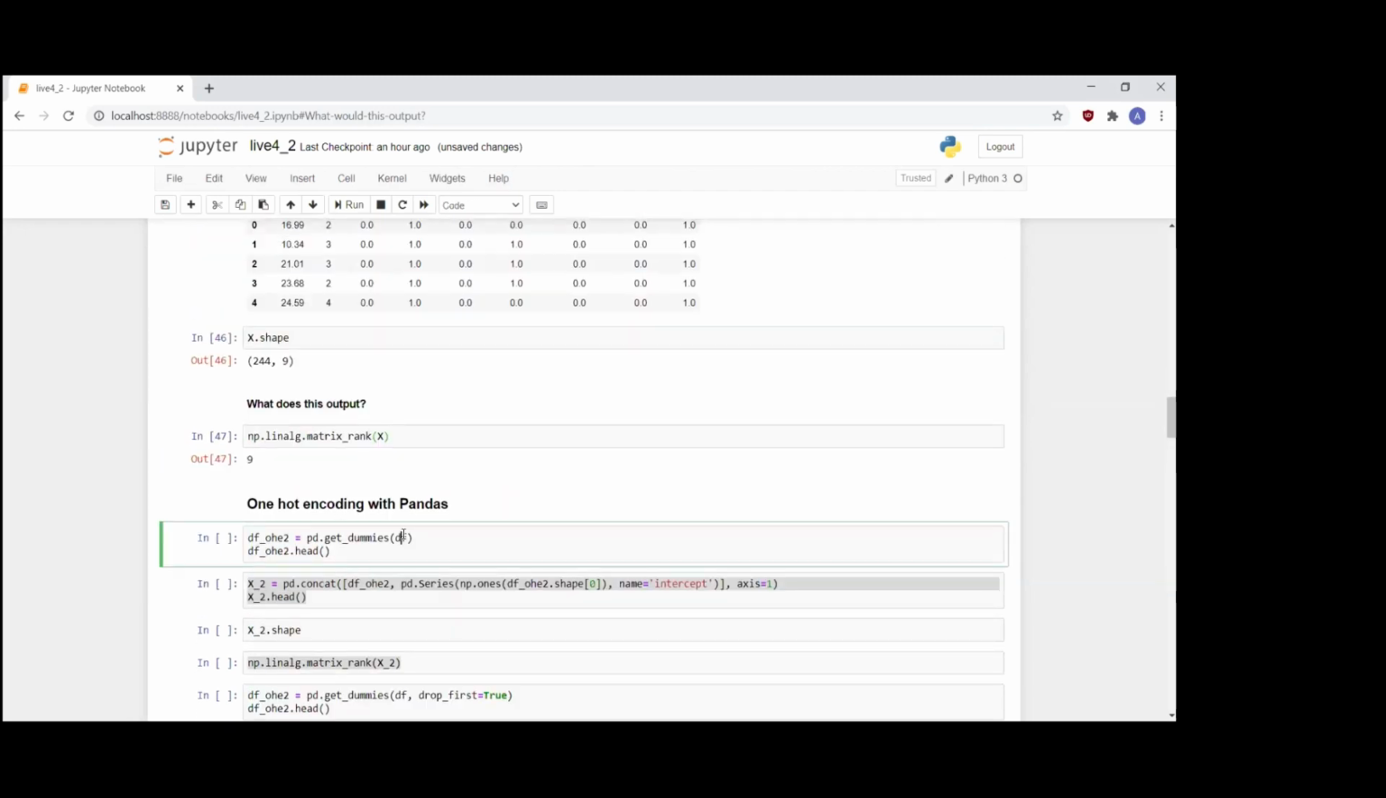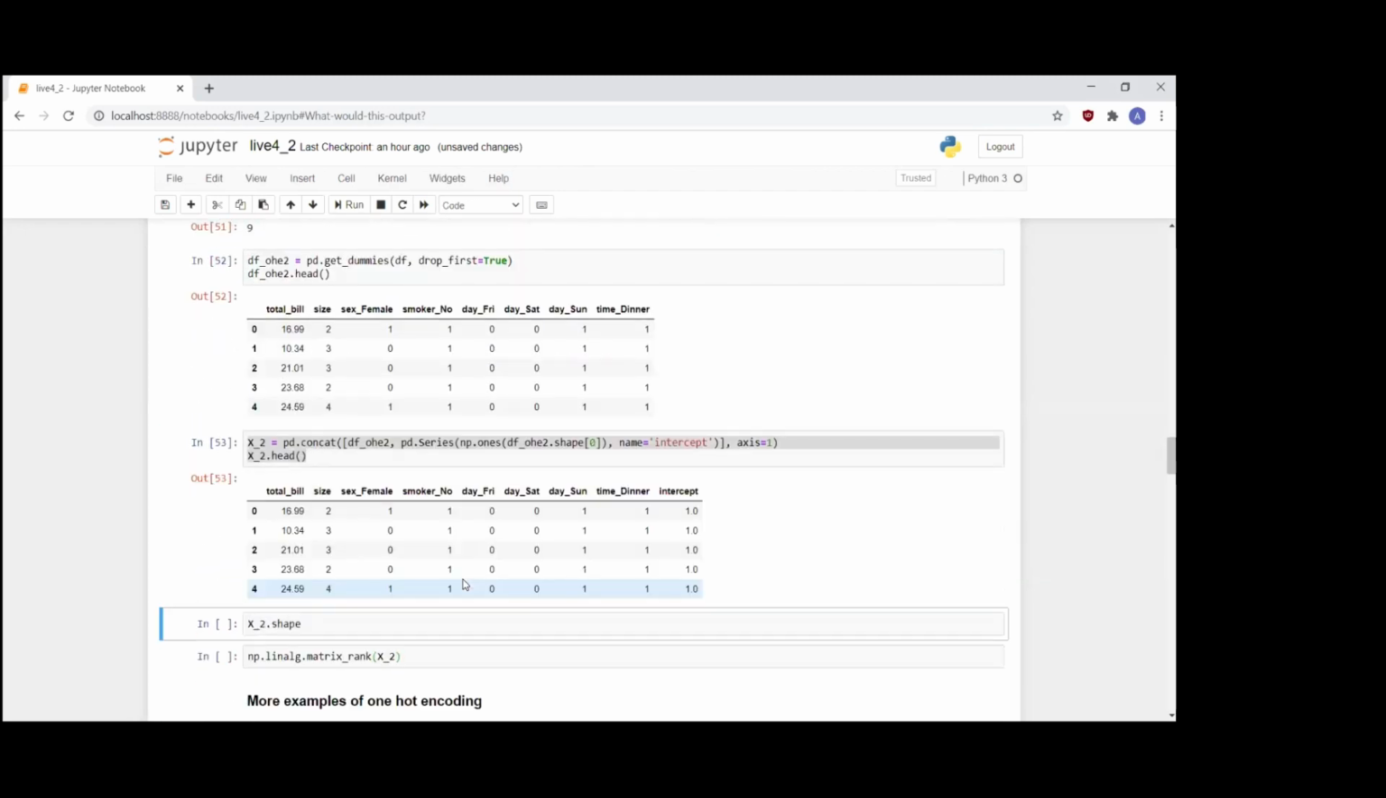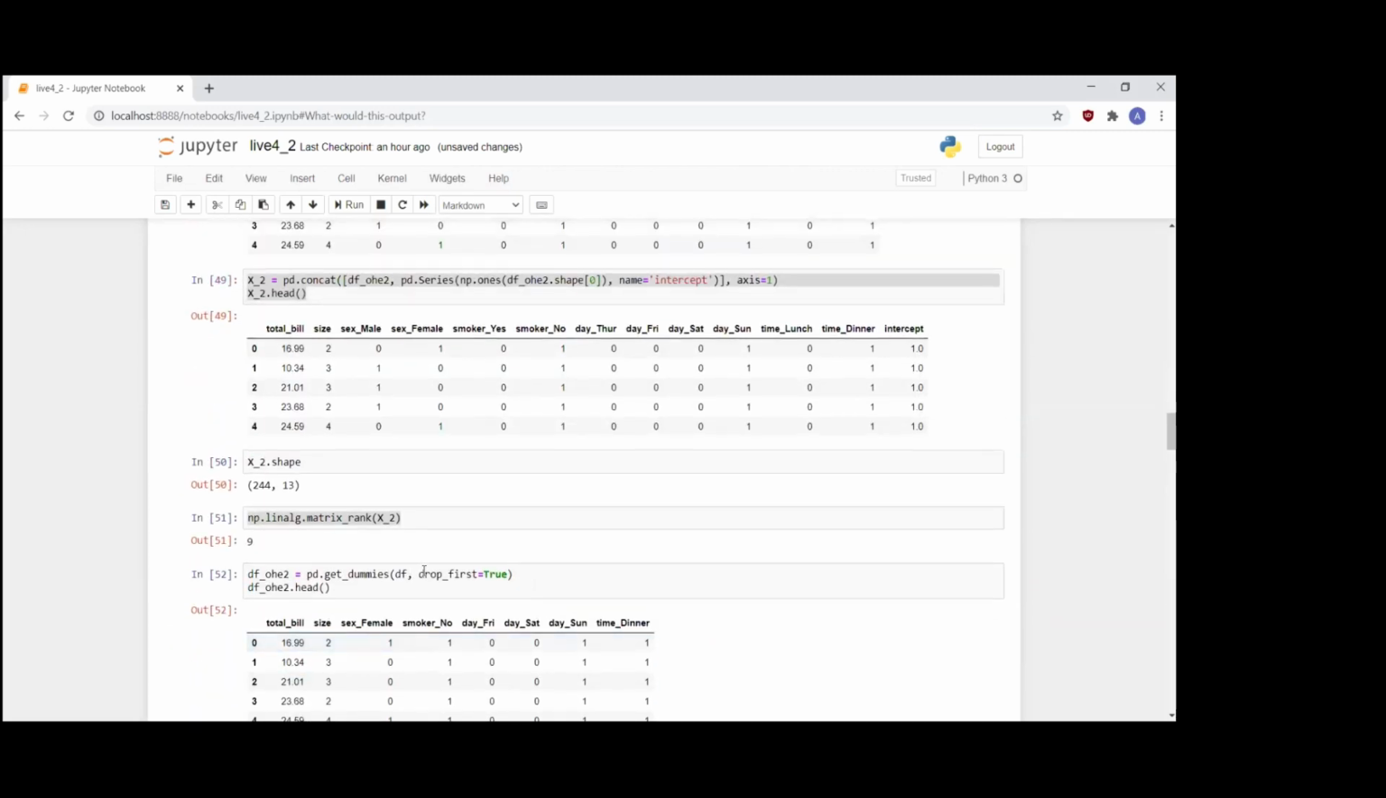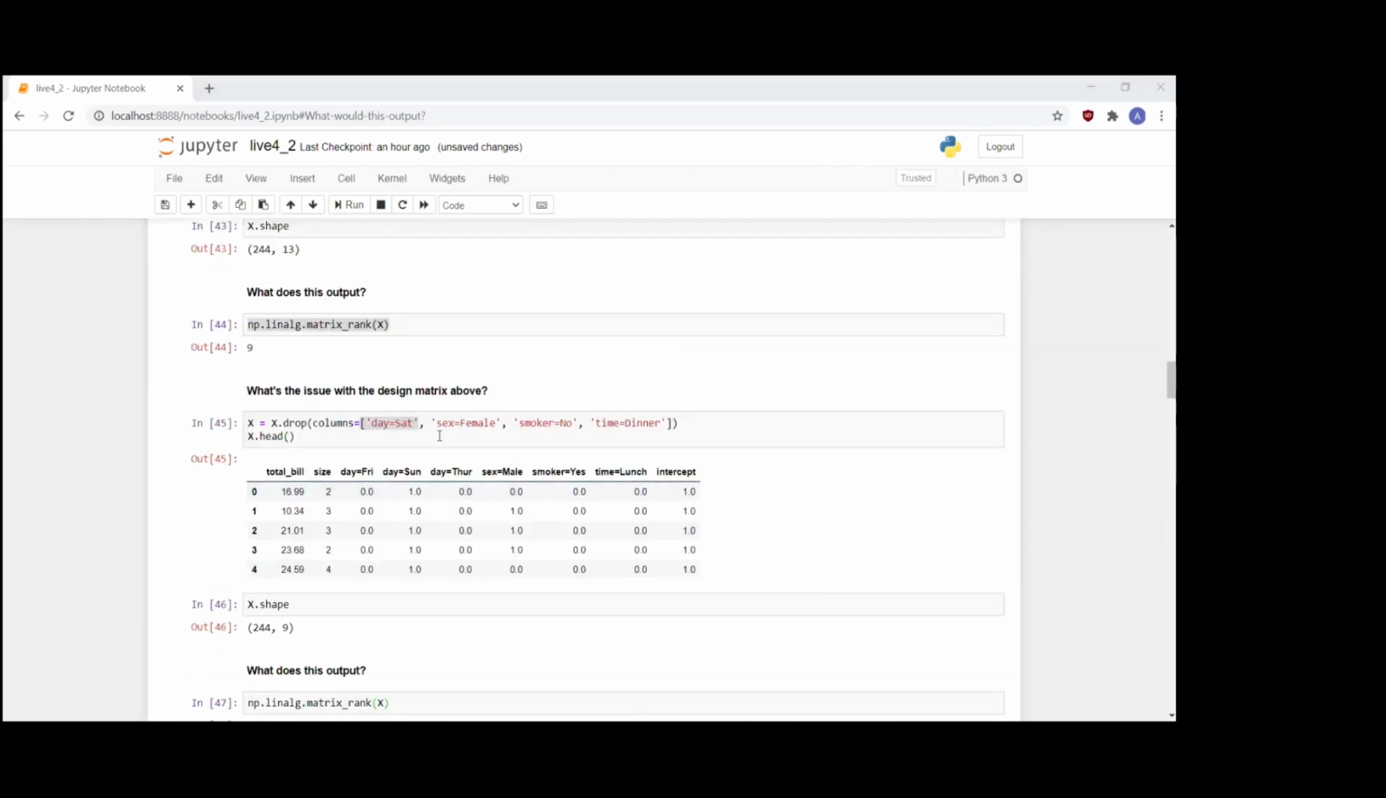Okay, this is just another way to do it with pandas. I'm not going to go through it. But one thing to note is that there's this drop_first parameter for pd.get_dummies, and it will automatically drop the first of the one-hot encoded columns. So you don't have to do that manually as I did here.